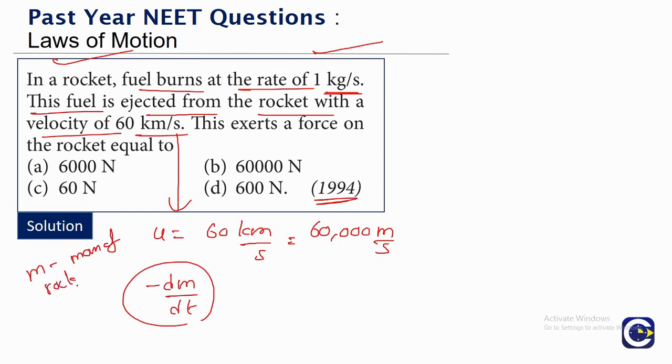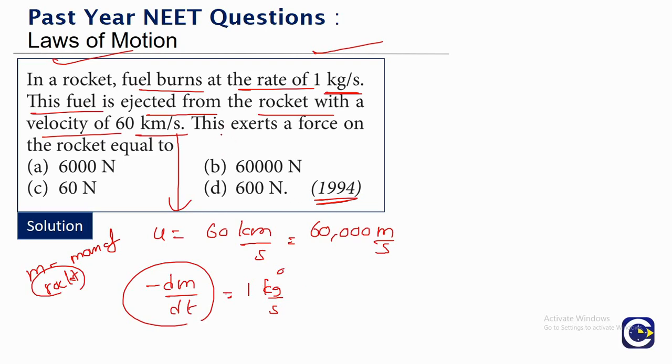Mass of the rocket. So minus dm by dt means what? This is the rate at which the mass of the rocket is decreasing, and that is also the rate at which the fuel is burning. So this is 1 kg per second. This is already in the SI system of units.